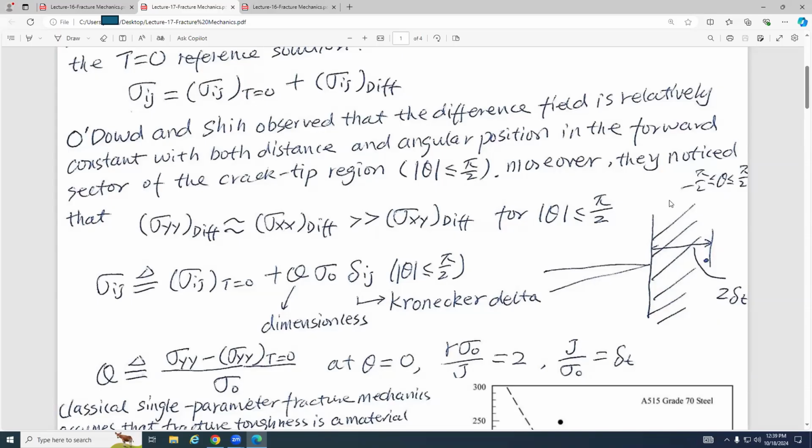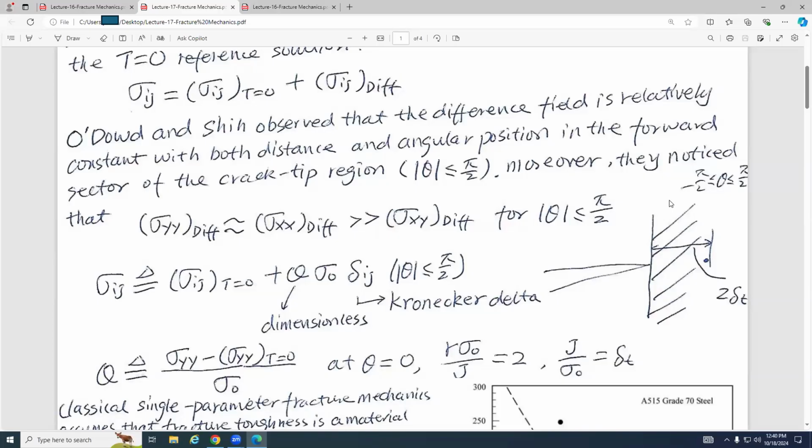As a result, sigma ij is defined as sigma ij at T = 0 plus Q, which is dimensionless, times sigma 0, where sigma 0 is a reference stress, usually equal to sigma ys, and then delta ij. And delta ij, what is delta ij?